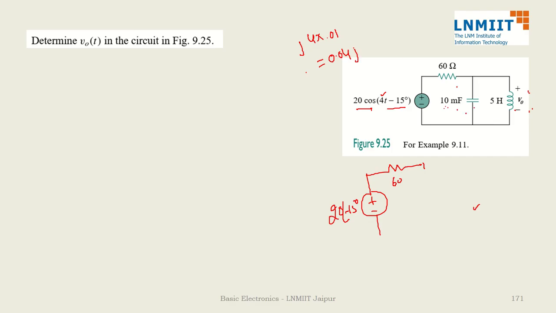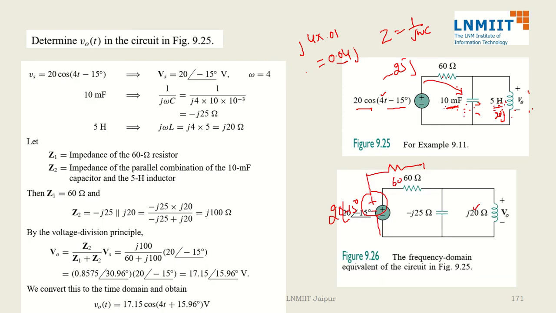Okay, this is a capacitor. So for the capacitor, Z is equal to 1 by j omega C. So this will be 1 by 0.04j, that means 25 minus 25j for this, and 5 into omega into L, that means 20j for this. 20j and minus 25j are parallel to each other. They will make one impedance which is in series with 60, and the output across this will be the equivalent impedance of these two divided by 60 plus the equivalent impedance, into 20 angle minus 15.